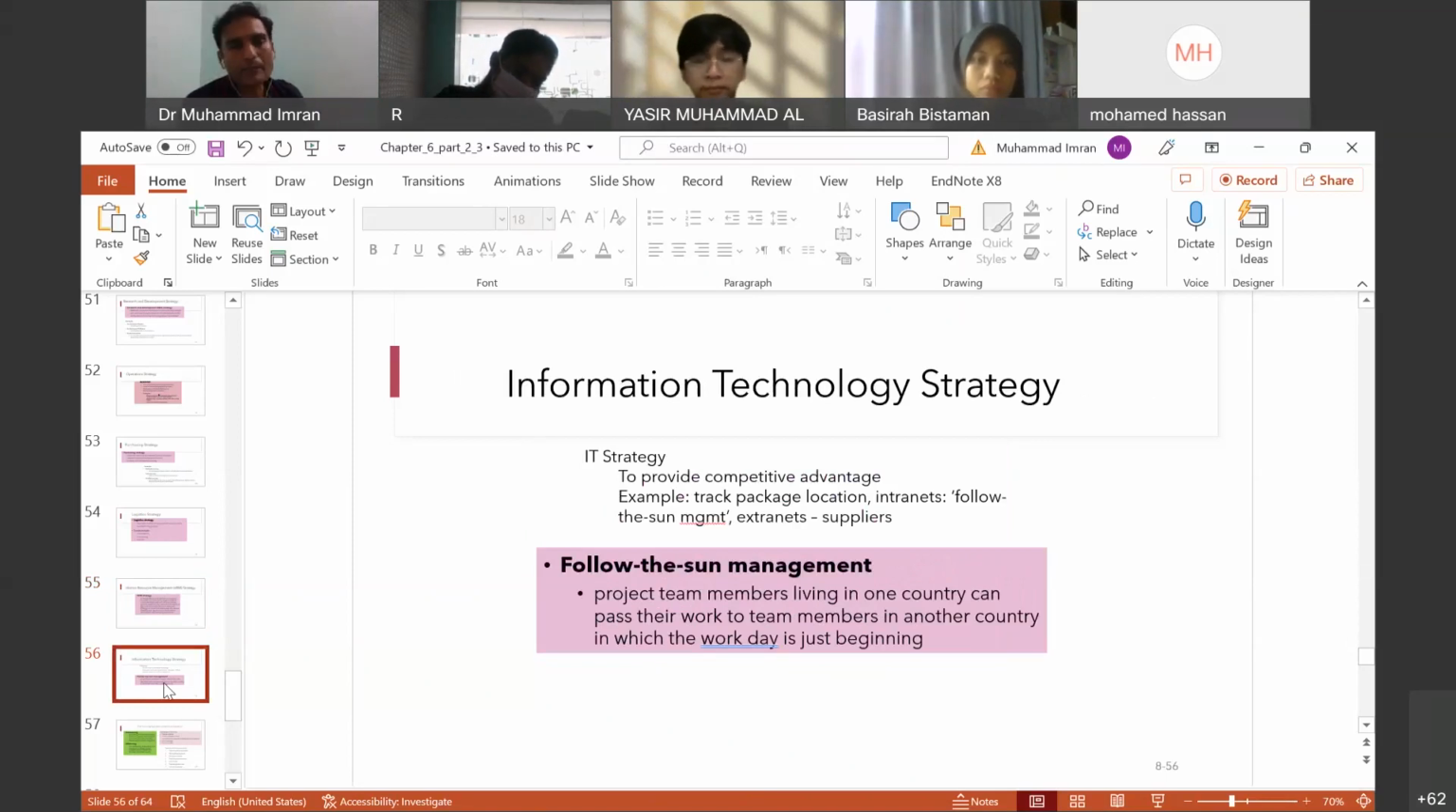IT is used to provide competitive advantage, for example track changes. This portal and this lecture are one of the best examples of information technology strategy. We are using WebEx. Follow-the-sun management is one of the best examples in this lecture. Project team members living in one country can pass their work to team members in another country or place in which the work day is just beginning.